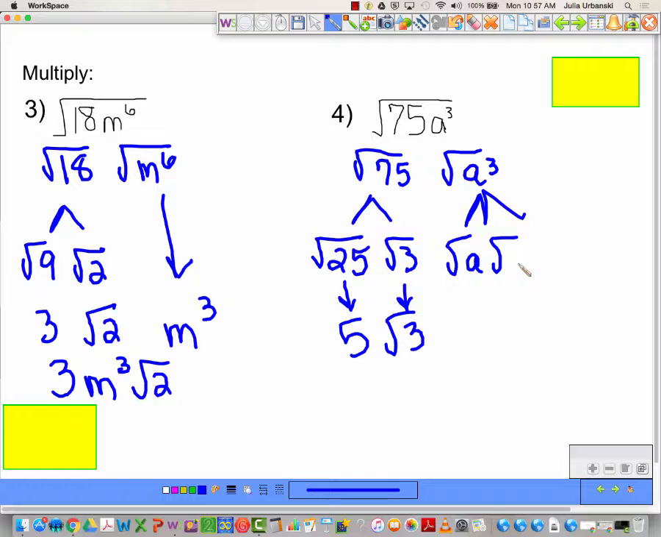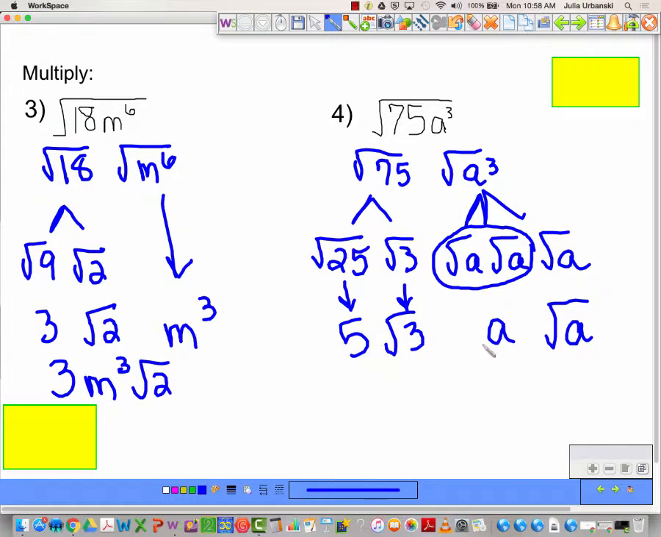A times A times A. There's 3 of them. A to the third. So these 2 will go out of the house, and that will just be A. But what happens to this one? It stays. That's right. So here's the shortcut. You can take 1 away and put it inside the house, and whatever's left over, you divide by 2.